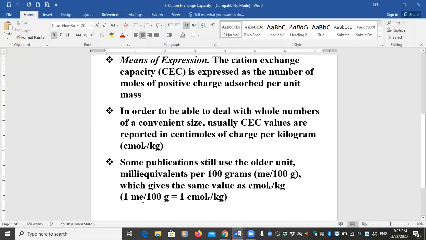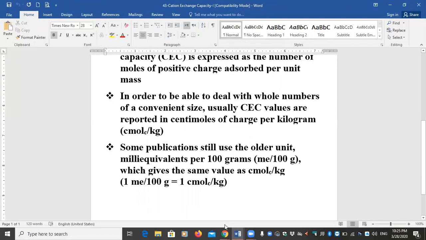So if you give this value and this value in number, the value of them did not change. And this is very good, so that when you compare old literature that talked about the CEC in milliequivalent per 100 gram, they will be the same numbers. We can compare them with recent literature, with recent research that uses the centimole charge per kilogram of soil.